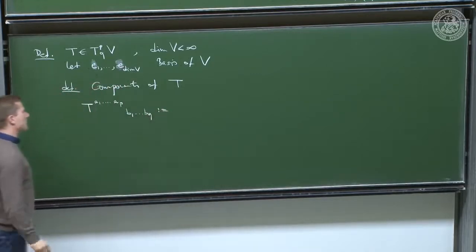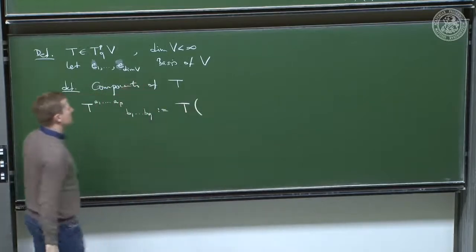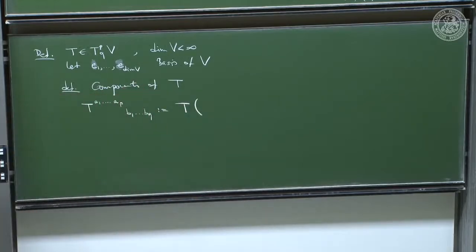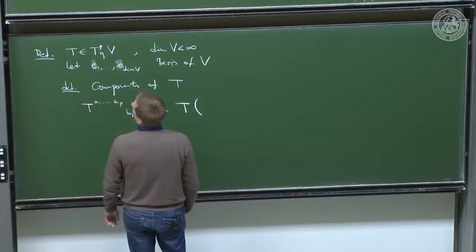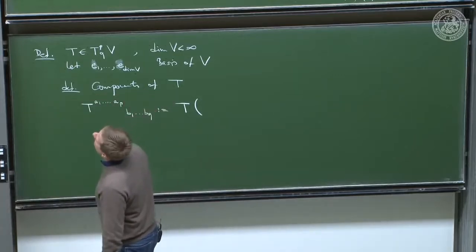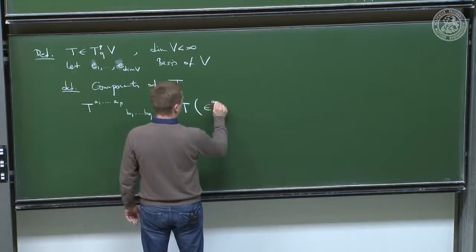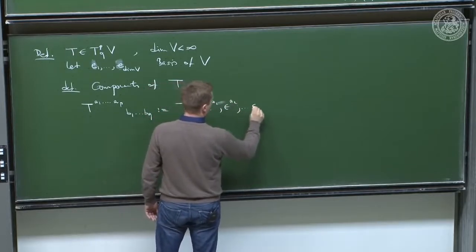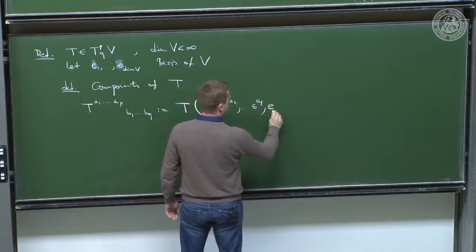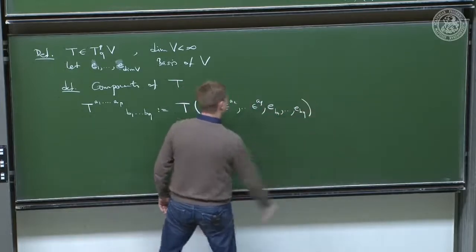And these are numbers. And these numbers are defined by taking the tensor, which is a multilinear map, and plugging in, oh, I see, I forgot something. Anyway, I write it down and you'll see how it works. And I plug in epsilon^a_1, comma, epsilon^a_2 to epsilon^a_p, comma, e_b_1 to e_b_q.